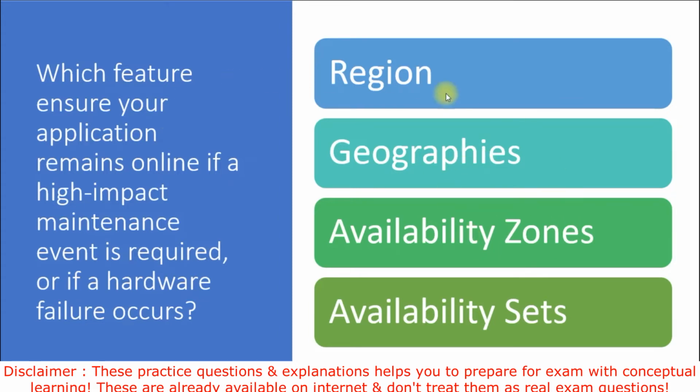If you talk about a region, a region is a geographical area on the planet that contains at least one, or we can say multiple, data centers within the region. Next, we have geographies. Geographies contain two or more regions that preserve data residency and the compliance boundary. Availability zones are physically separate locations within a region with their own power, cooling, and networking resources. This is how we define the availability zones.